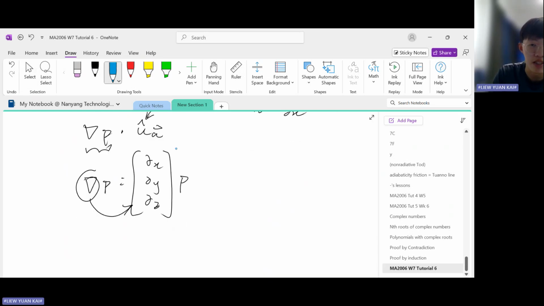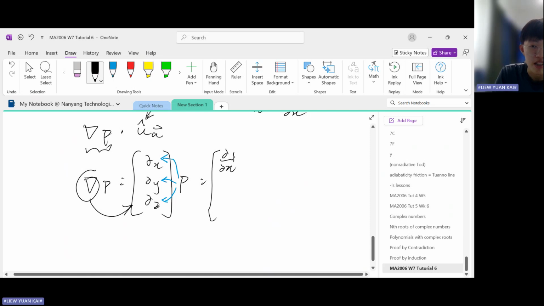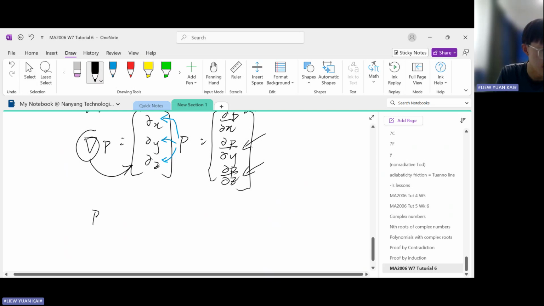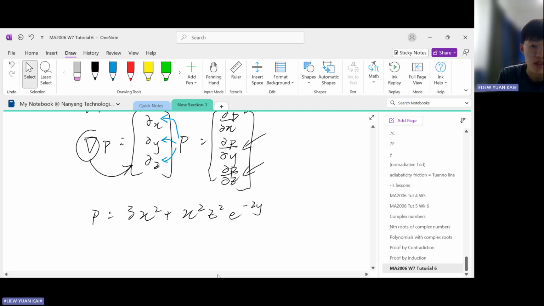Okay, so how do we do this? We just simply take scalar multiplication. Multiply this into the first entry, multiply this in the second entry, multiply this in the third entry. So what this actually means is partial P in the x direction, partial P in the y direction, partial P in the z direction. To find nabla P, I need to find the partial derivatives of P in each direction and then fill up this column vector. P is given by this expression. Now we need to find each partial derivative.